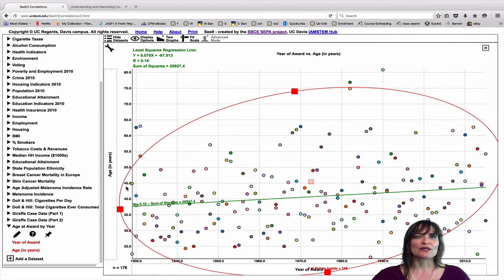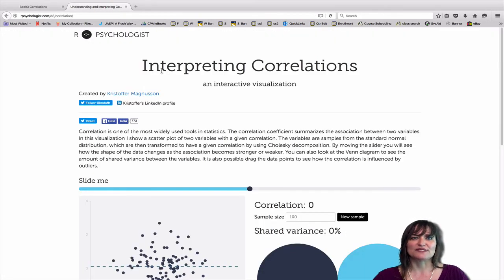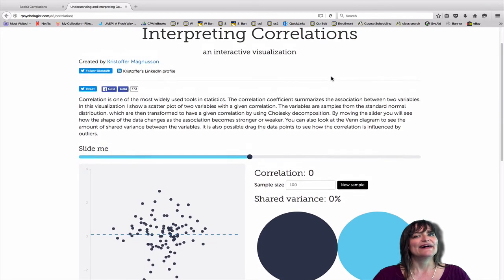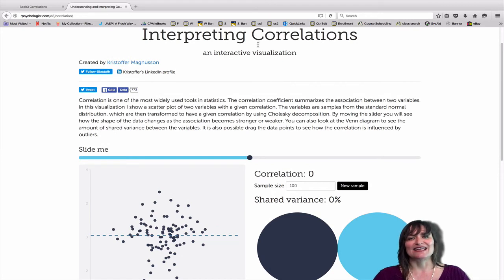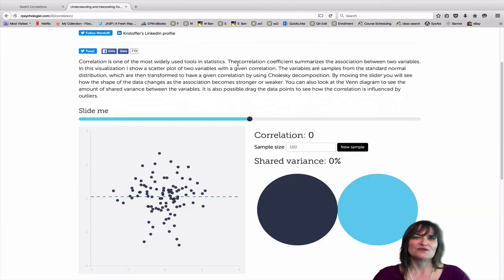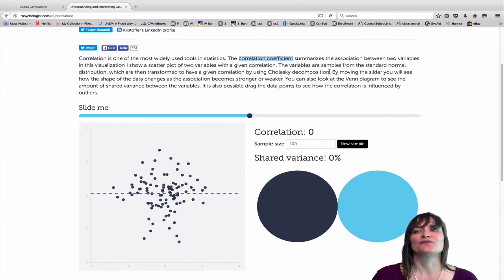Let's explore a little bit more with correlation coefficients. There is an interactive website called Interpreting Correlations. Just as an aside here, he's just using the word correlations as an abbreviation for correlation coefficients. We tend to use that word just to mean a correlation coefficient. And so you can see that he's using that as an abbreviation because he's got here the correlation coefficient. Let's see if we agree with what he says.